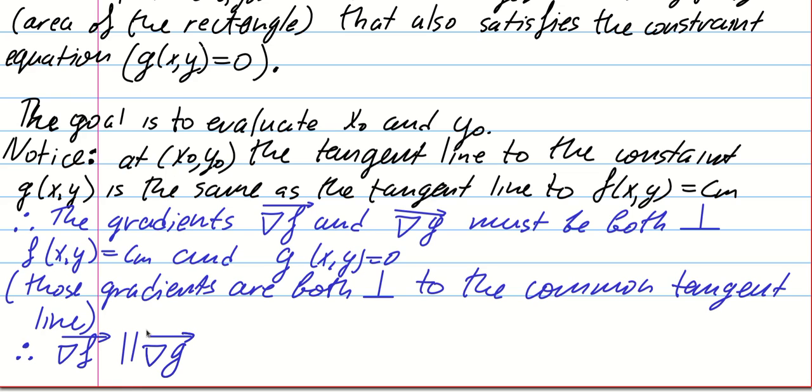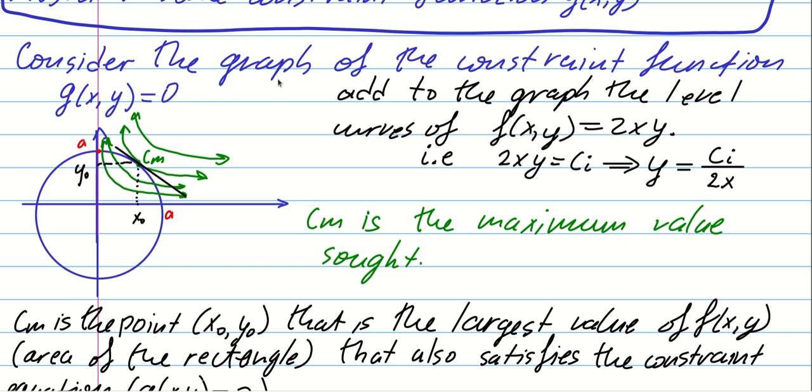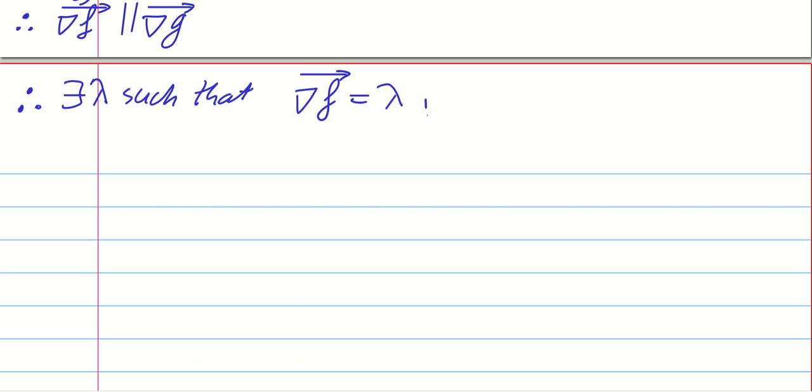Alright. What happens if two vectors are parallel? If two vectors are parallel, then they have to be scalar multiples of each other. So therefore there exists lambda, Greek letter lambda, such that the gradient of f is equal to lambda times the gradient of g. Alright, that's a big deal.